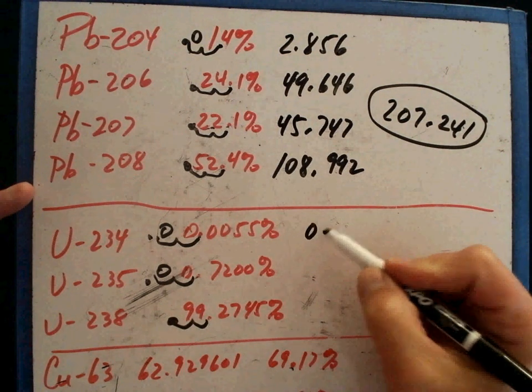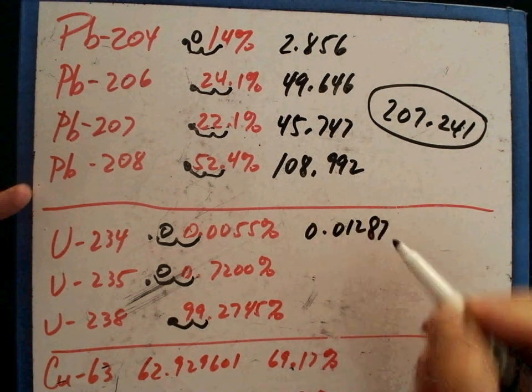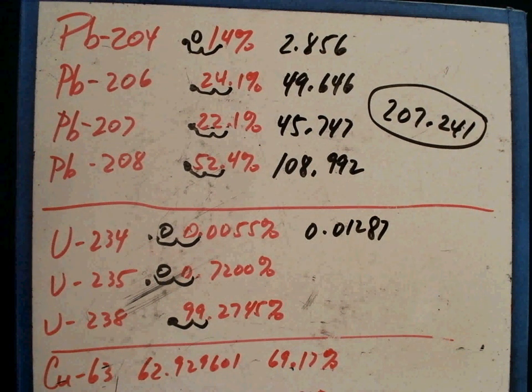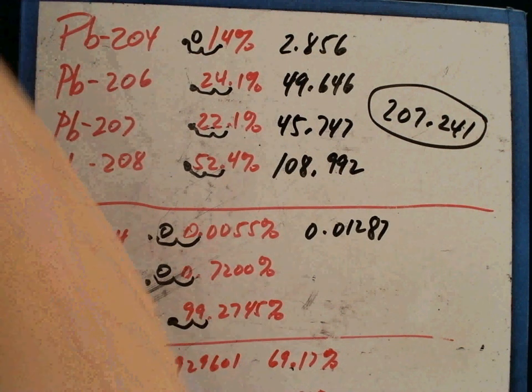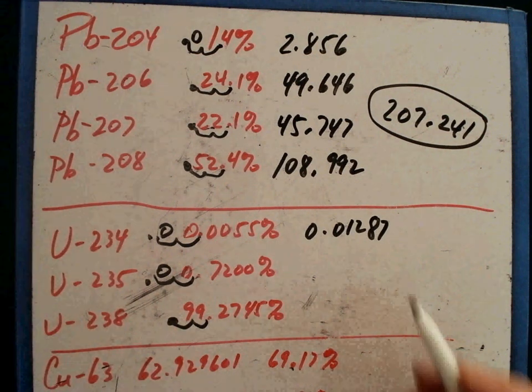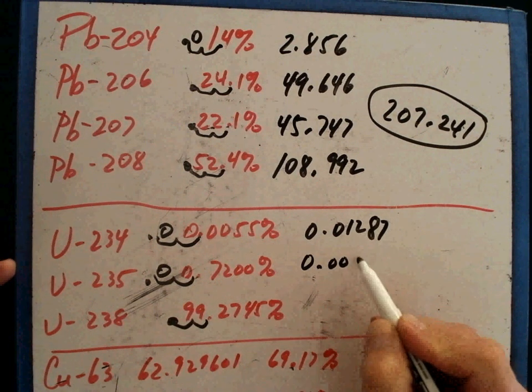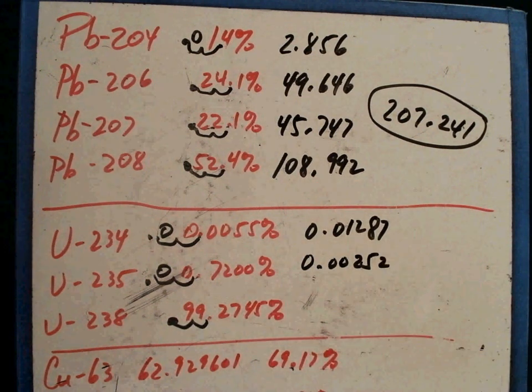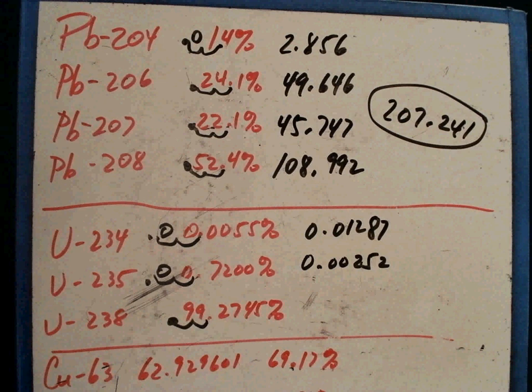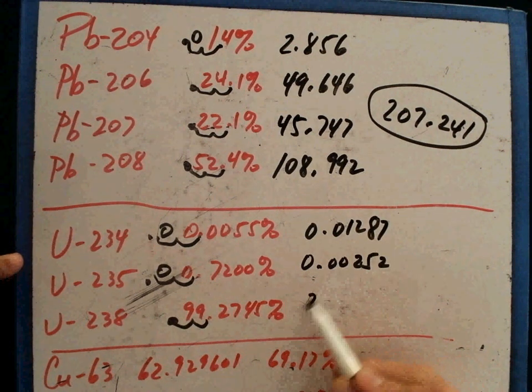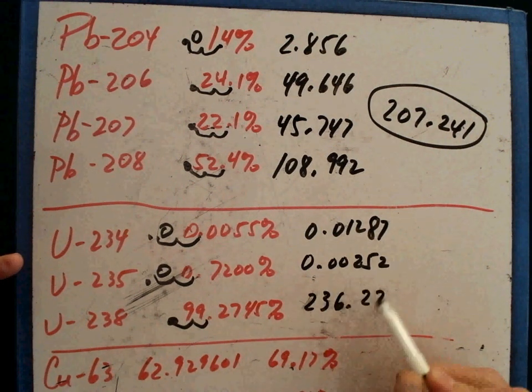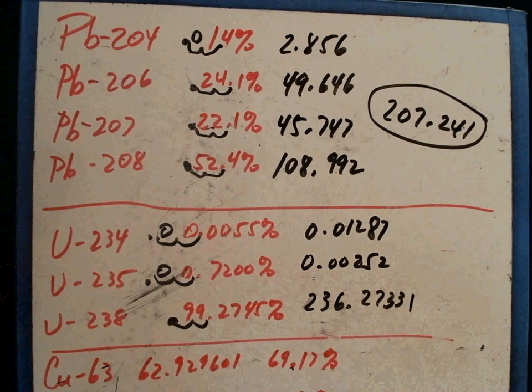It's 0.01287. Next one's 235 times 0.007200 equals, and then I'm going to write it all down, 0.00252. Next number, 238 times 0.992745 equals 236.27331. Then I add them together.